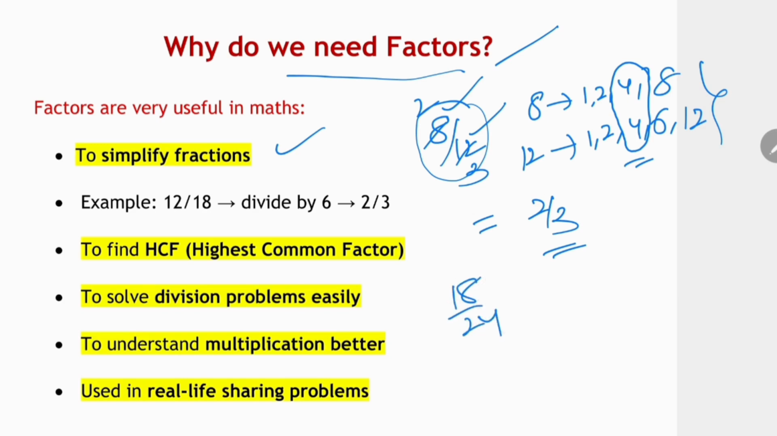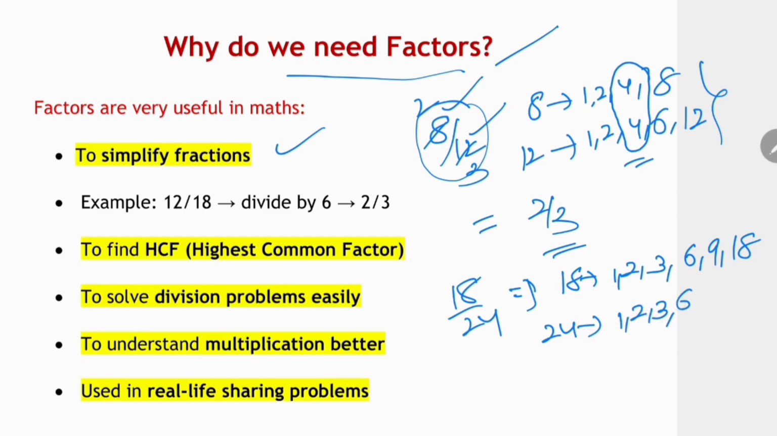18 by 24. So, first we have to write factors. The factors of 18: 1, 2, 3, 6, 9, 18. The factors of 24: 1, 2, 3, 6, 4 and 8 3s are 24, 8, 12 2s are 24. So here we observe that what is the common highest factor? 6 is the common highest factor.